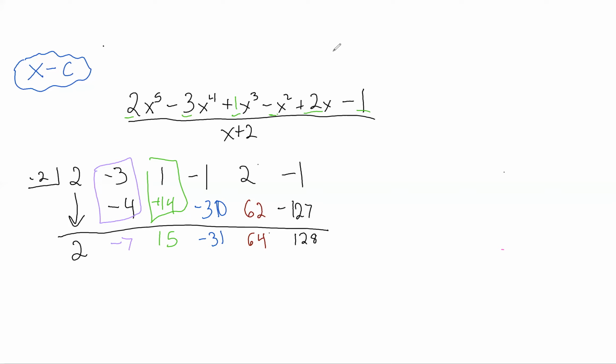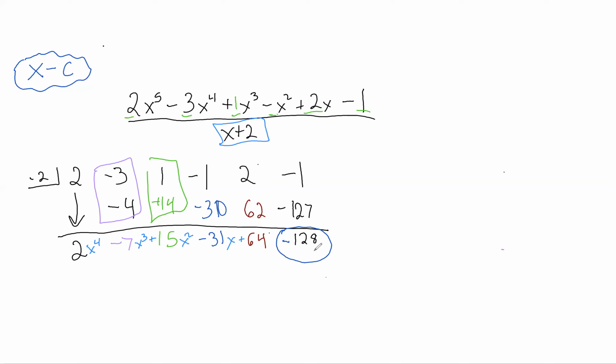And so what do all these numbers mean? What's crucial to remember is that we've taken care of one of the x's up here. So we drop the exponent associated with each of these by 1. So after we divide this big equation by x plus 2, we're going to get 2x to the 4th minus 7x cubed plus 15x squared minus 31x plus 64. Now, this -128 that's left over, this is called the remainder.